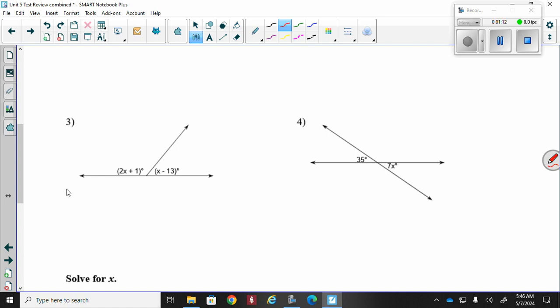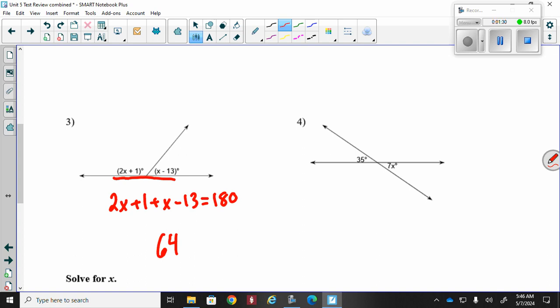All right. Now, this right here, question number 3, is a straight line. Straight lines equal 180 degrees. So 2x plus 1 plus x minus 13 is equal to 180. And after combining like terms, your answer ends up being 64.